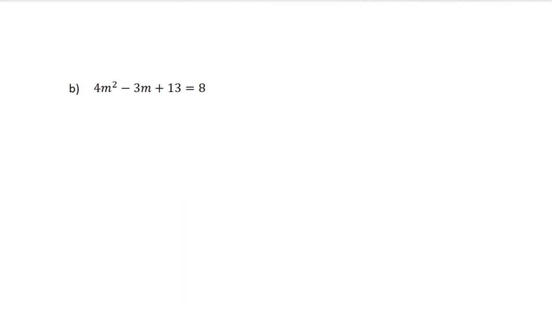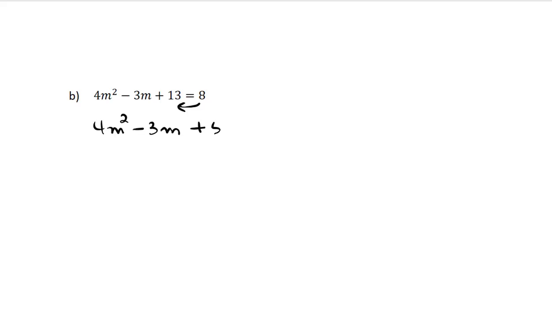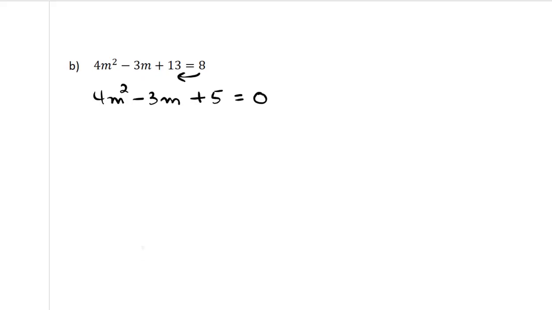Now let's consider part B. For part B, again, the first step is to write the equation in standard form. To do that, we're going to subtract 8 from both sides, making the constant term 5 now. And now we can try to approach this using the factoring method again, if it's factorable.